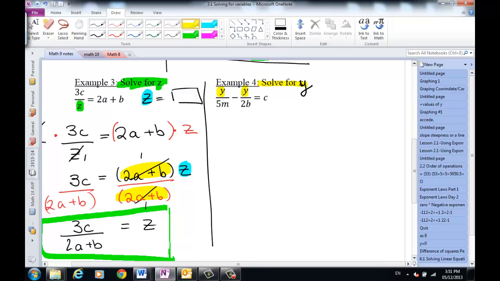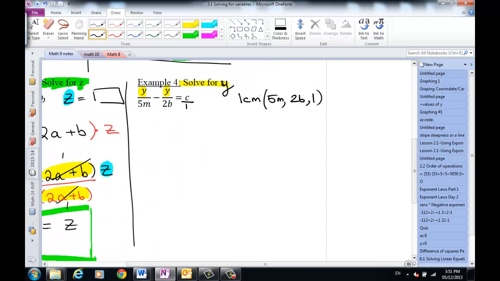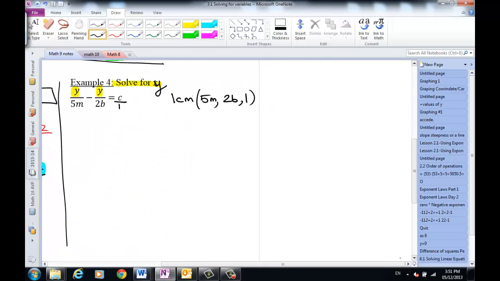Now, remember from earlier on in the unit, we could find the lowest common multiple in the denominators. So here I have 5m, I have 2b, and really this is just c over 1, so my other denominator is just 1. So my lowest common multiple of these is going to be 5 multiplied by m multiplied by 2 multiplied by b multiplied by 1. They don't have anything in common, and therefore that's why we multiply all of this.